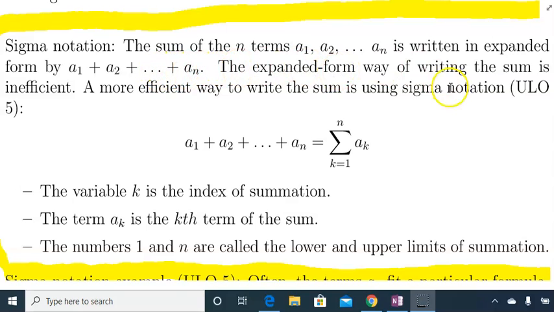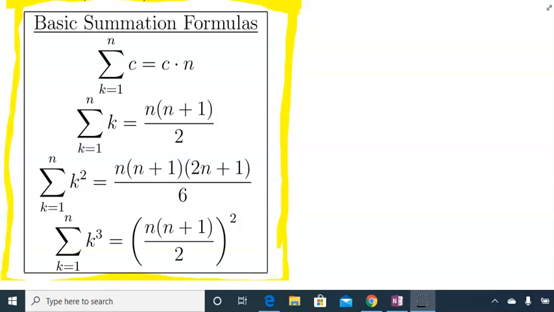The expanded form of writing this is inefficient because you have to write a whole lot of numbers, but in sigma notation you simply write the sigma sign, k equals 1 to n of a sub k. k is the index of summation. a sub k is the kth term of the sum, and the numbers 1 to n are the lower and upper limits of the summation. I find it very useful.